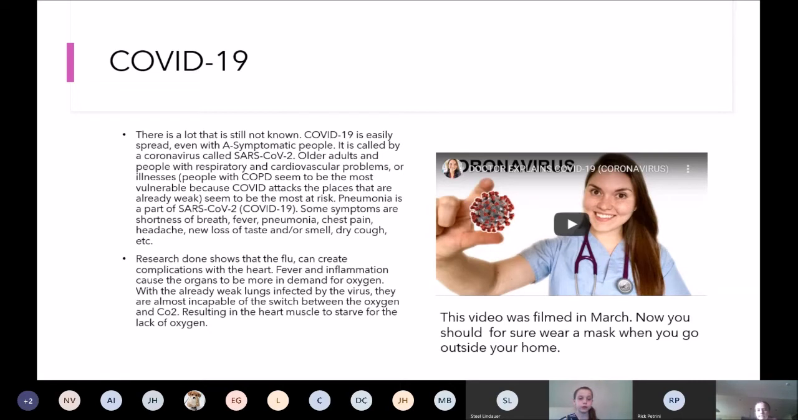Research shows that the flu can create complications with the heart. Fever and inflammation cause the organs to be in more demand for oxygen. With the already weak lungs, they are almost incapable of making the switch between CO2 and oxygen, resulting in the heart muscle starving for the lack of oxygen from the left atrium and left ventricle.